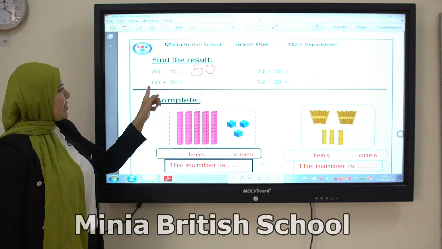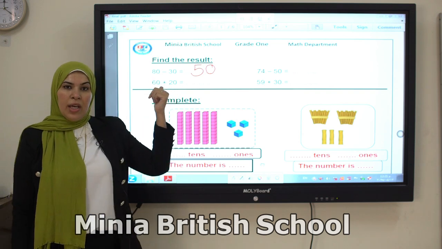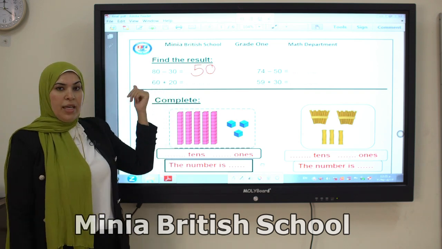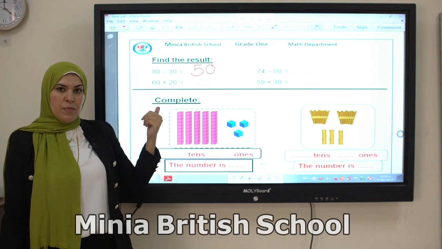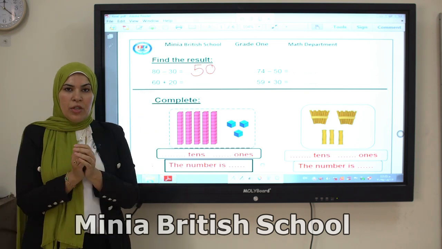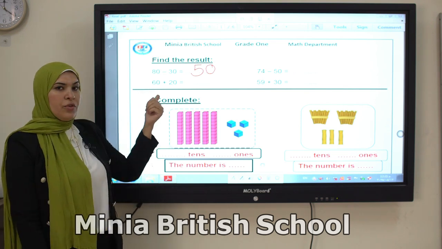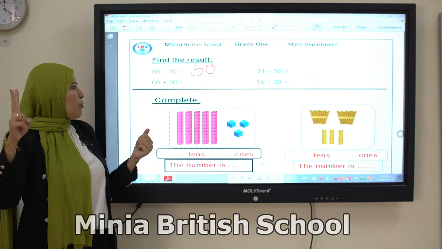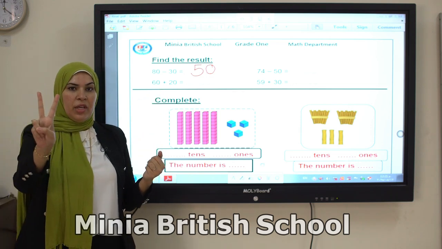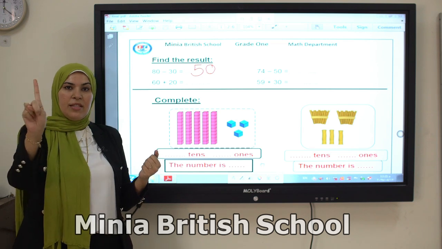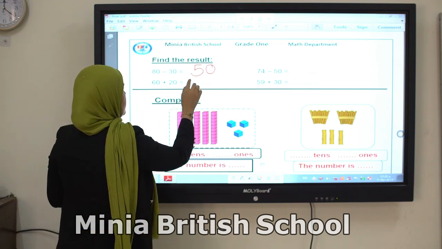Okay. 60 plus 20. Look carefully at the sign. Okay, here the sign is plus. If the sign is plus, put the bigger number in your mind and the smaller number on your fingers and count after the bigger. Here I put 60 in my mind, 20 on my fingers. After 60, 70, 80. So the answer is 80.